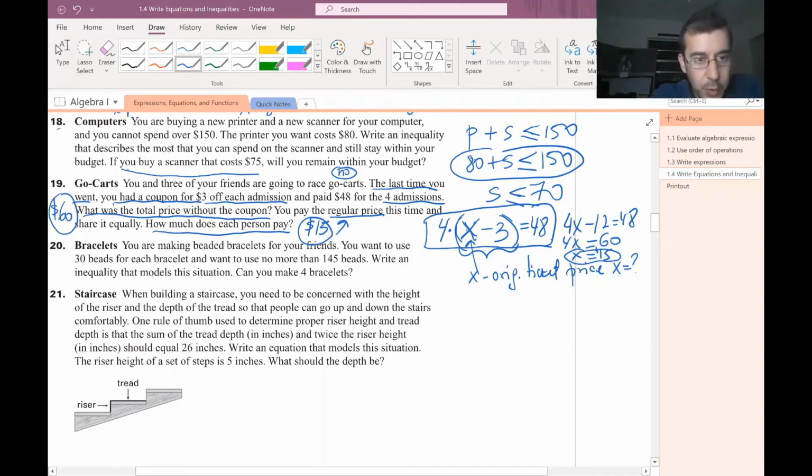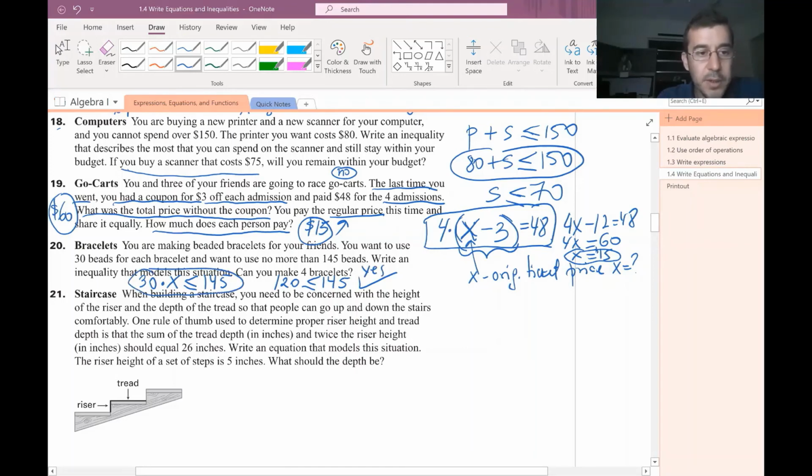20, bracelets. You are making braided bracelets for your friends. You want to use 30 beads for each bracelet and want to use no more than 145 beads. Write an inequality that models the situation, and then can you make 4 bracelets? So you want to use 30 beads times x bracelets. You cannot use more than 145, so it has to be less than or equal to 145. That's the inequality. And then 4 bracelets, can you do 4? 30 times 4 is 120. 120 is less than or equal to 145, so yes. The answer is yes, and the inequality is this.